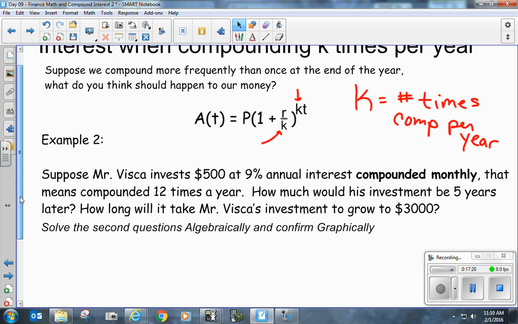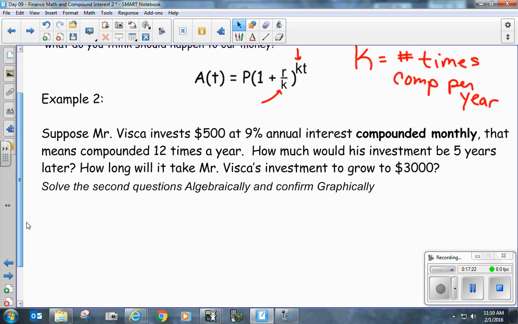You ready for this? Let's apply it. Suppose Mr. Visca invests $500 at 9% annual interest, compounded monthly. What's your K value? 12. That means compounded 12 times a year. That's high when it comes to money. The more times you give me more money, I'll take it. It would be nice to get 9%.